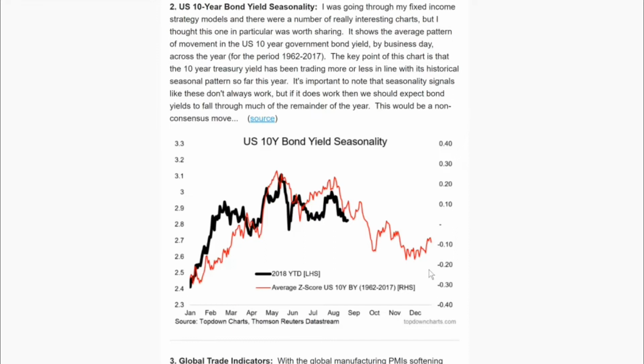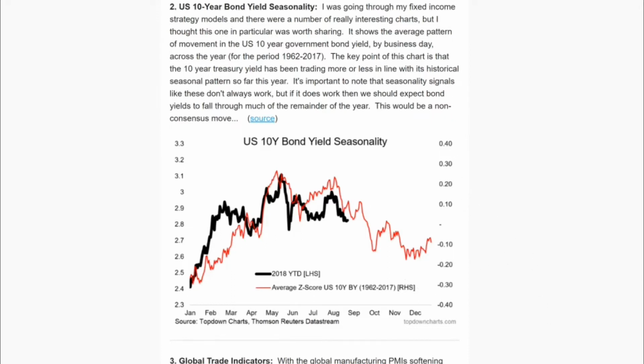But anyway, the key point of this chart is that the red line there is showing you the average pattern across the year, across that pretty large time frame. Now I do note here that seasonality doesn't always work, but it's interesting to see that so far this year the 10-year bond yield has been trading fairly much in line with the seasonal pattern, and if that continues, then we should expect lower yields through the rest of the year, and possibly as low as 2.6.